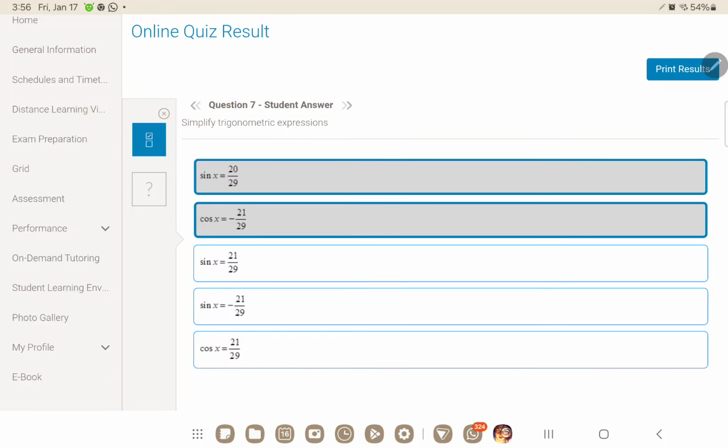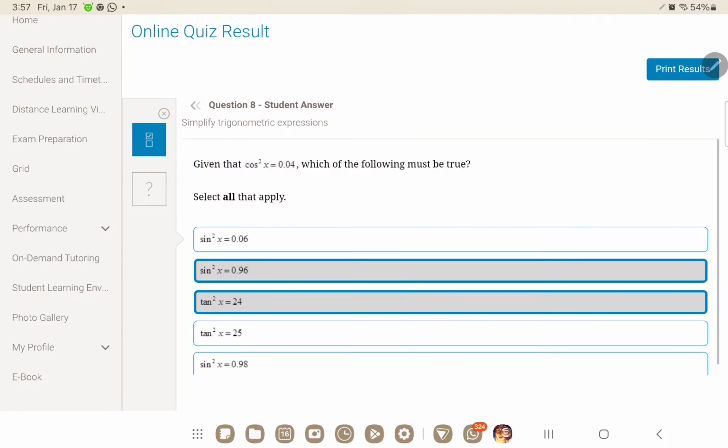See, this one is wrong because your numerator is 21. We want our numerator to be 20. Here, it's 21 again. And here your cosine is 21, correct? But it's negative, and you have to choose two of them. So if your correct sine, which they didn't give us, doesn't have the negative sign, then you have to choose the cosine with the negative. At least one of them has to be negative. That's it. Now, moving on to the next question.